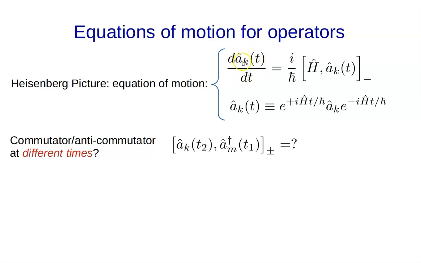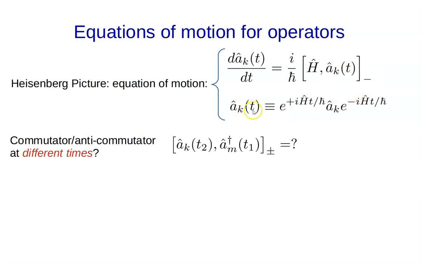So say the operator A_k, say a destruction operator for a particle at state k. If I write it in the Heisenberg picture, the equation of motion is essentially given by this: the derivative of the operator A_k at time t equals i over h bar, the commutator, I'm including a minus here, of the Hamiltonian with the operator written in the Heisenberg picture. So every time I have an operator here with a time t, it says this is an operator in the Heisenberg picture. And remember, this is the commutator independently of whether this is a fermionic or bosonic operator, okay?